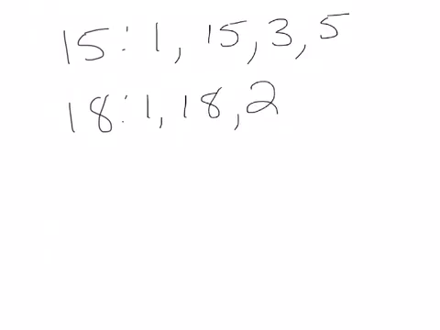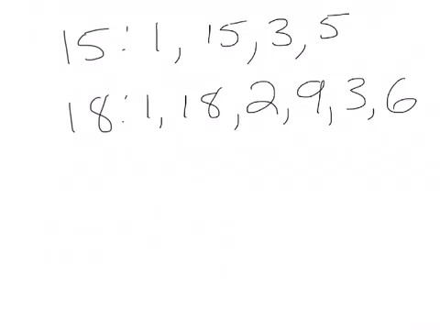Okay, if I wanted to find the greatest common factor between 15 and 18, I would write down the factors of 15, 1 and 15. It's not divisible by 2, 3 and 5. It's not divisible by 4. And now I'm back to 5. So those are my factors for 15. I'm also going to write down the factors for 18. 1 and 18, 2 and 9, 3 and 6.